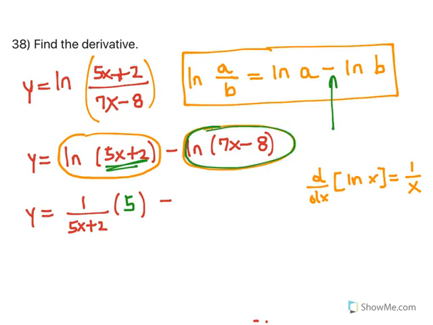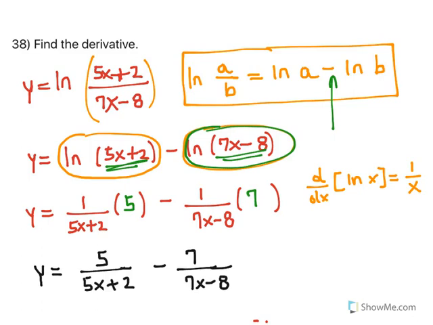this function here. The derivative of the outside function, natural log, is 1 over the argument. And then you're going to multiply that by the derivative of the inside function, 7x - 8. The derivative of 7x - 8 with respect to x is 7.